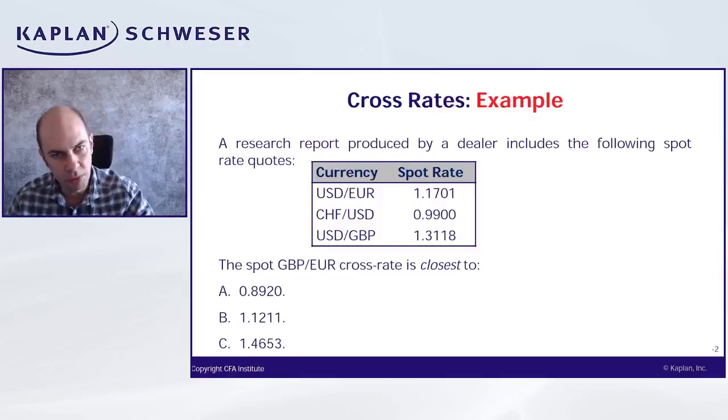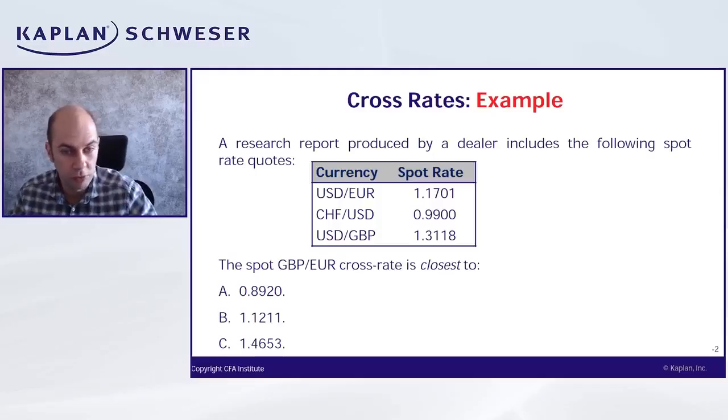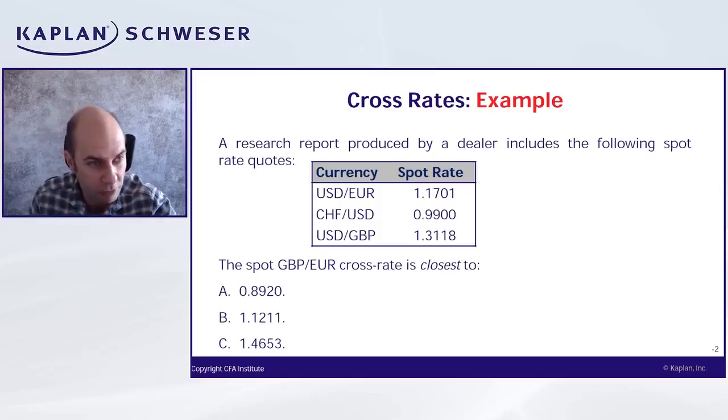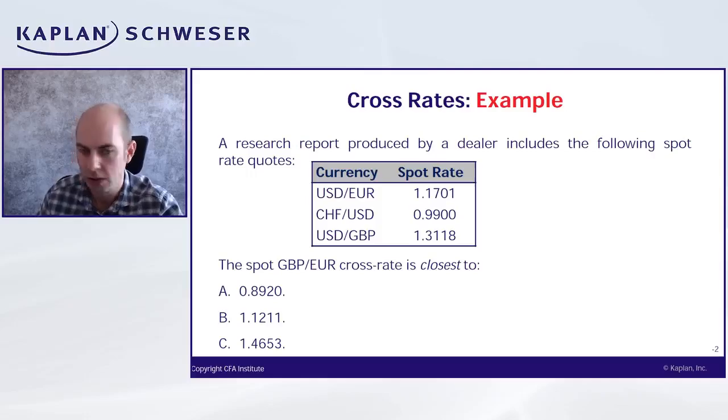Okay, so let's get into a little example, a little bit more complicated. A research report produced by a dealer includes the following spot trade quotes. So you've got dollar over euro, Swiss over dollar, dollar over pound. And they want the spot pound over euro cross rate. Notice here in the table, we don't have pound over euro. We will have to imply it through a cross rate.